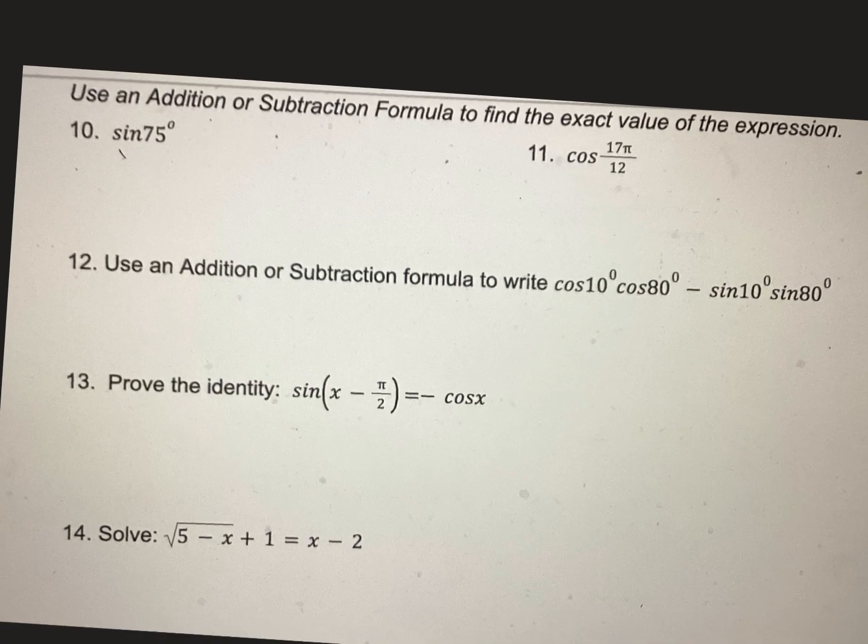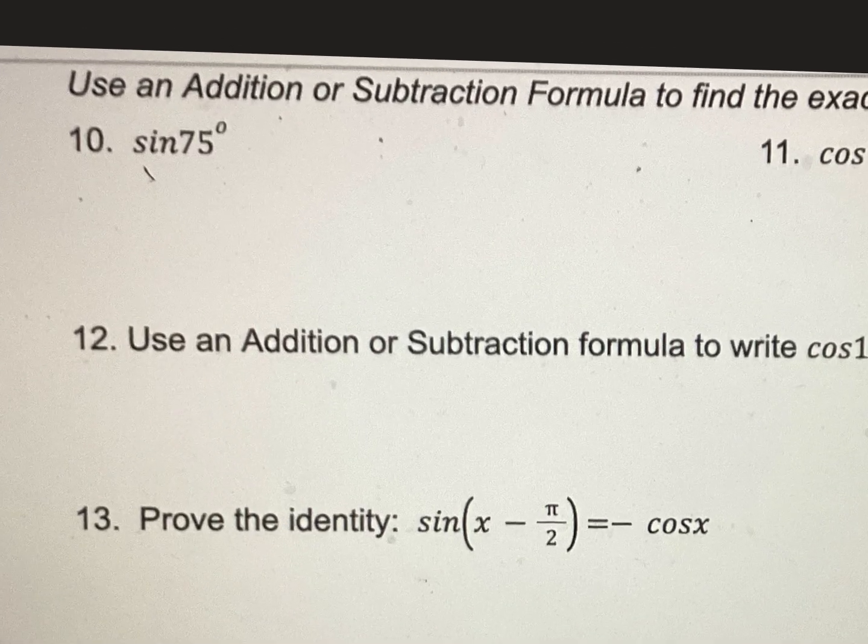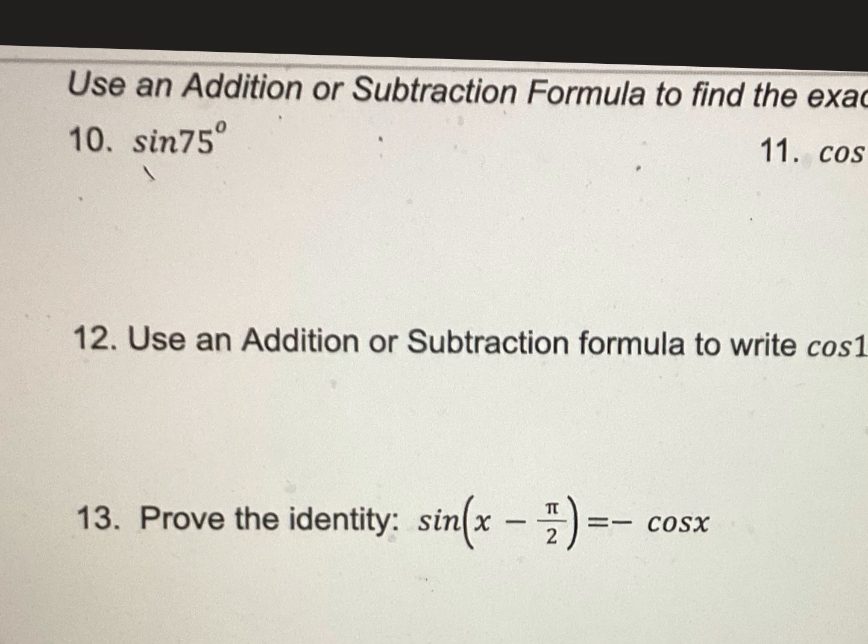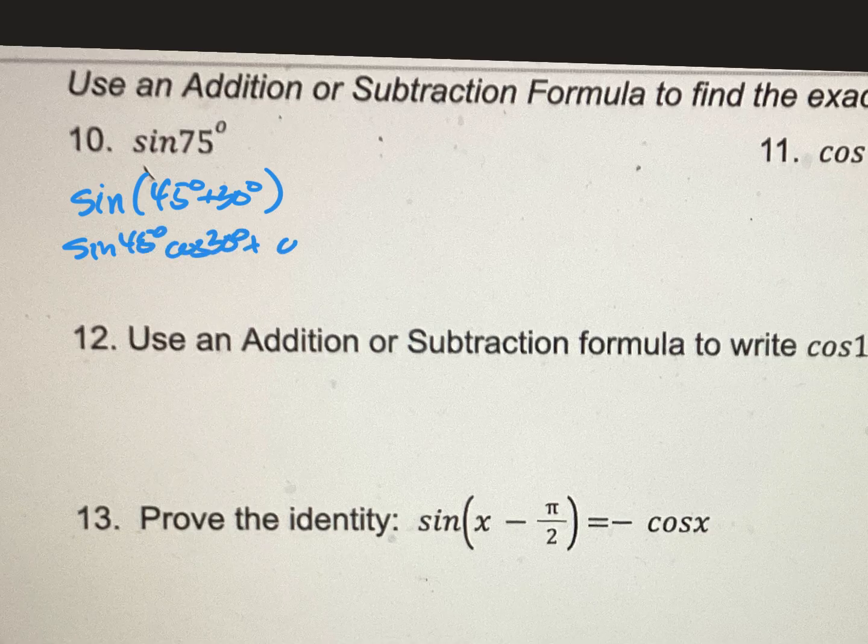Number 10. Addition and subtraction. Okay, you gotta find ways to write these. So 75 degrees, that one's not too bad. 75 degrees, you can write it sine of 45 plus 30 or 30 plus 45, doesn't really matter which way you go there. So I'm looking at my sheet for like sine of x plus y. Sine of x plus y is sine 45 cosine 30 plus cosine 45 sine 30. Right now, let's fill in the numbers.